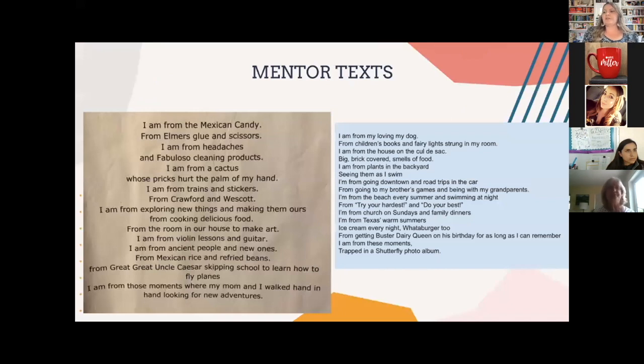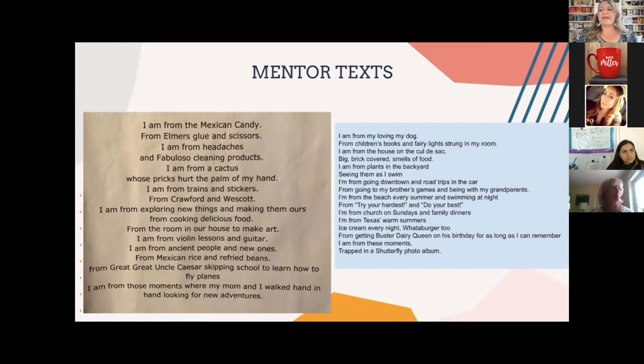So I chose two mentor texts, and the reason I specifically chose these is because they represent two very different lenses. When you read these, you're going to get a feel for who these kids are. So I'll read the first one to you.